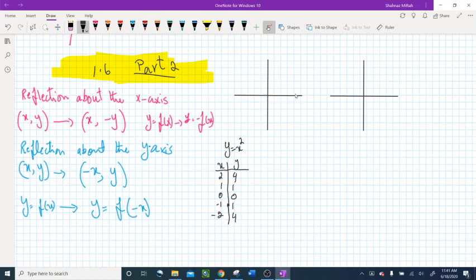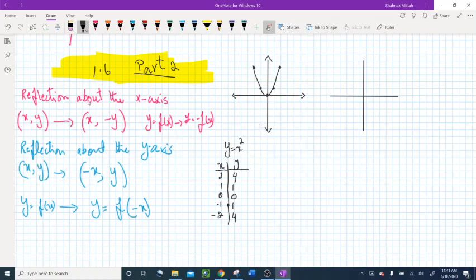So I'm going to graph that on this coordinate plane, and it's in this color. So (2, 4), then I have (1, 1), then (0, 0), then (negative 1, 1), then (negative 2, 4). And I'm going to graph this, and it looks like a parabola to me. There you go. So that's how it looks.